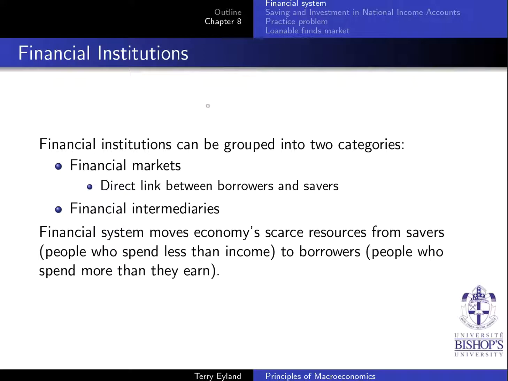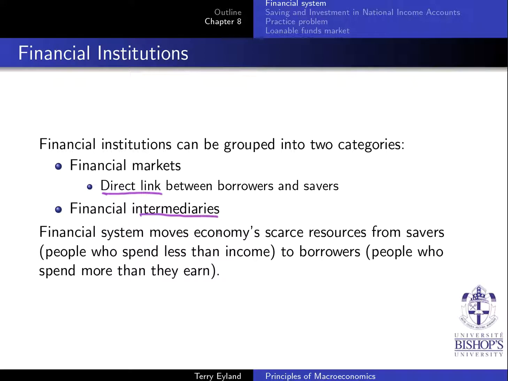So, what are the financial institutions out there? They could be grouped into two categories. The financial markets are a direct link. So the big idea here is a direct link between borrowers and savers. Whereas a financial intermediary, well, this word just clearly states that essentially it works as an intermediate person in between the saver and the borrower.